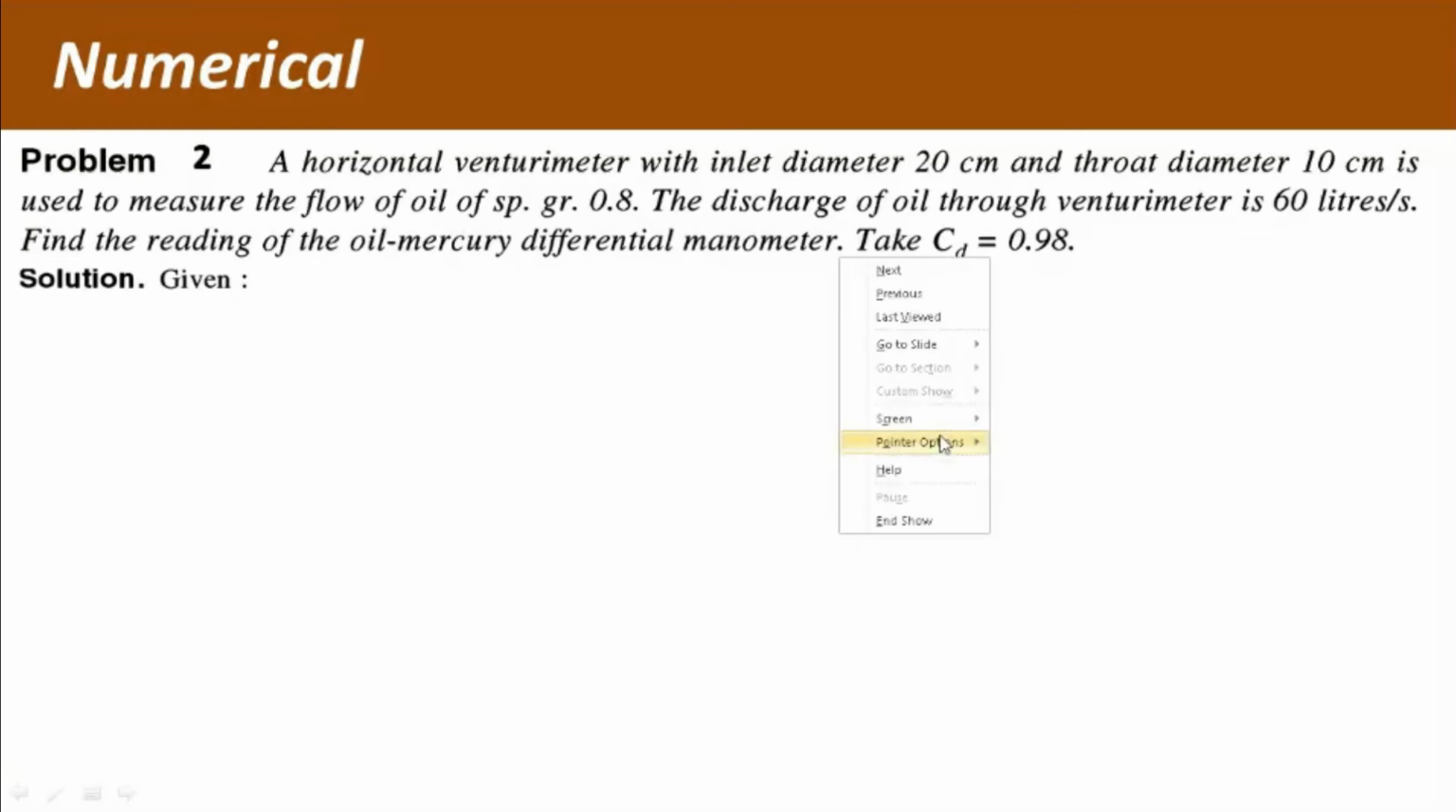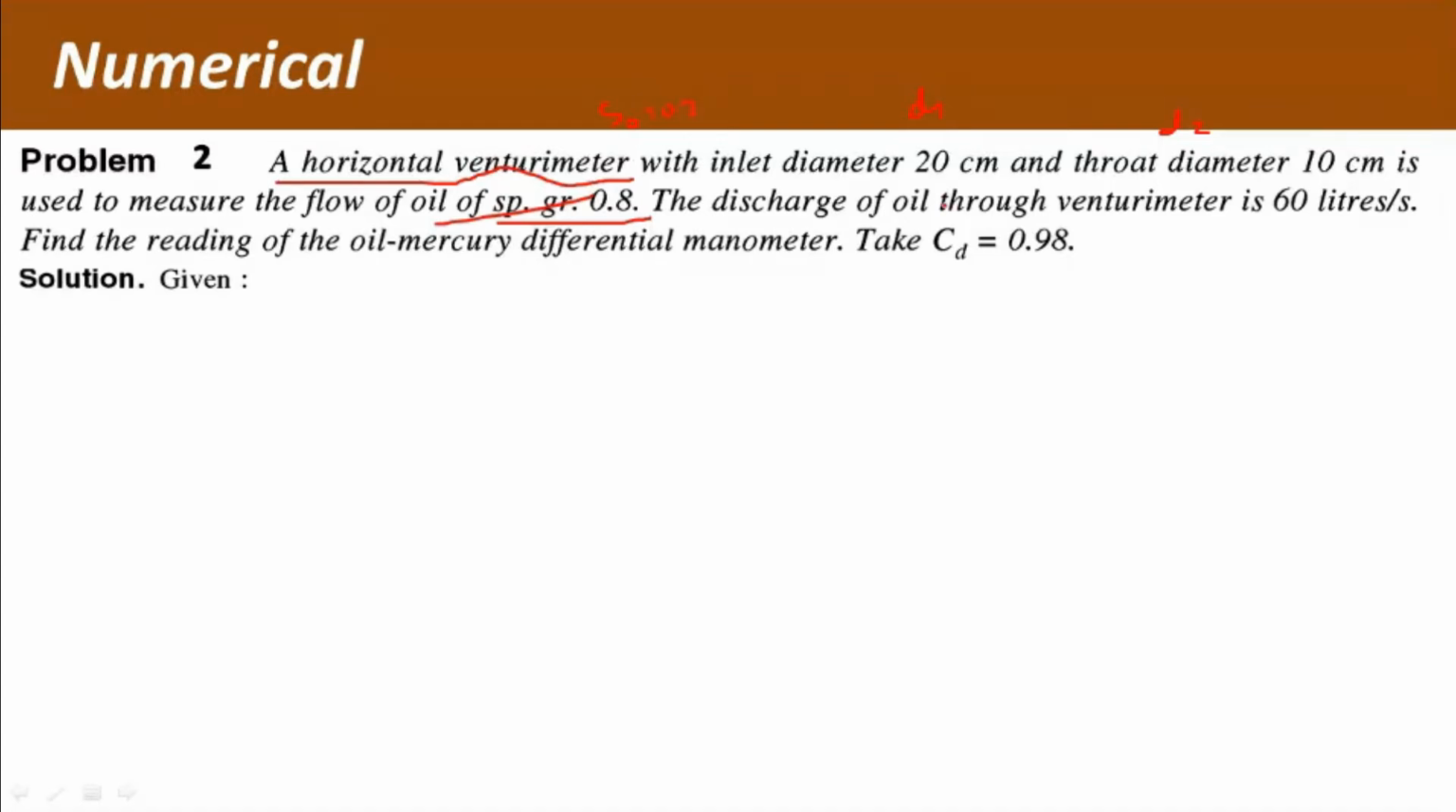Okay, so what is given? Again, this is a problem of horizontal Venturi meter. See, in exams, problems of inclined Venturi meter have never been asked till today. So mostly the problems that come will be of horizontal Venturi meter. So with inlet diameter D1 given as 20 centimeter and throat diameter D2 given as 10 centimeter, it is used to measure the flow of oil. So remember here, water is not the fluid. The fluid is an oil of specific gravity 0.8.